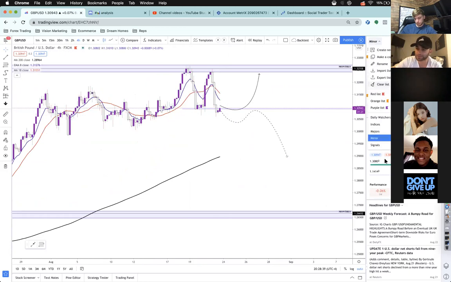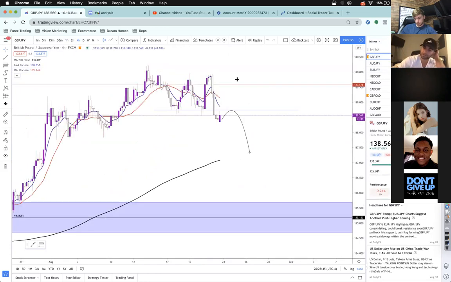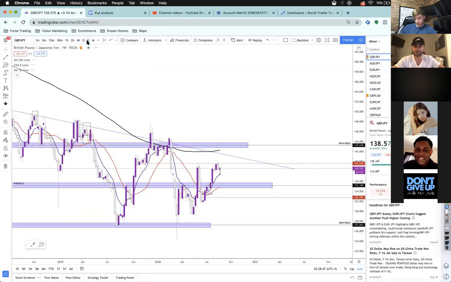Then let's see. We've got GJ. Let's bump up to the weekly time frame.